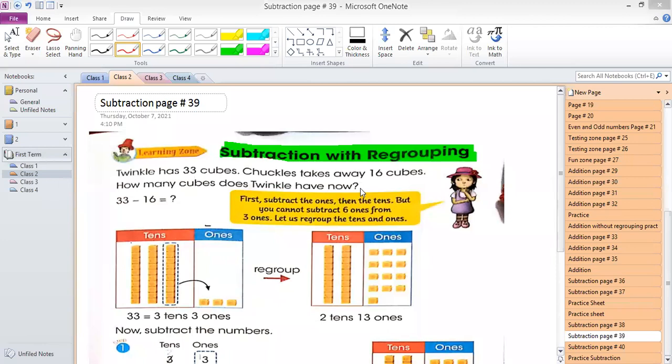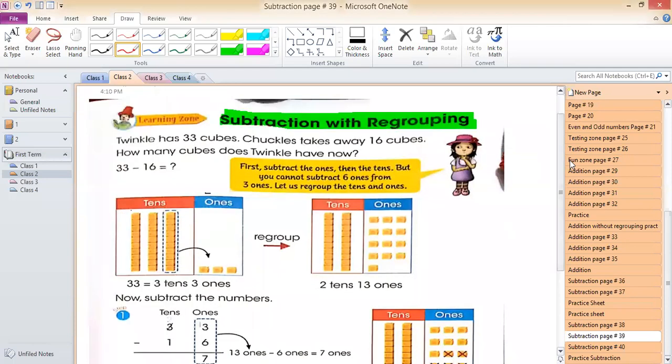All right, guys. So subtraction with regrouping, guys. Look at the example here. I'm going to read the example. Twinkle has 33 cubes. And Chuckle takes away 16 cubes. How many cubes does Twinkle have now?